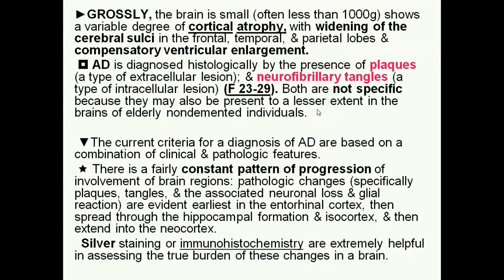Now, there's a fairly constant pattern of progression of involvement of brain regions. So we have the pathologic changes, which specifically involve the plaques, tangles, and the associated neuronal loss and glial reaction. These are especially high yield in Alzheimer's disease, so when we see them, we definitely think of Alzheimer's. Those are evident earliest in the entorhinal cortex, then spread to the hippocampal formation, isocortex, and then the neocortex.